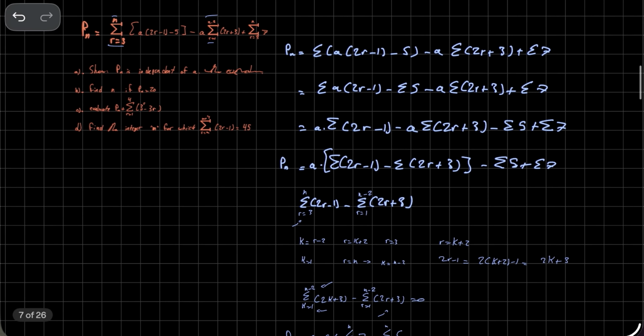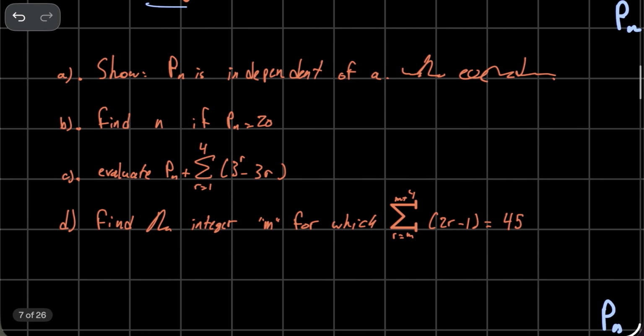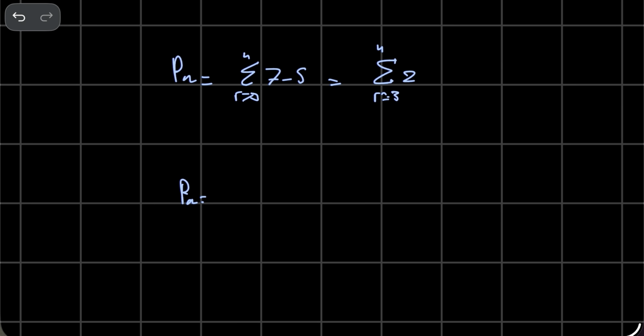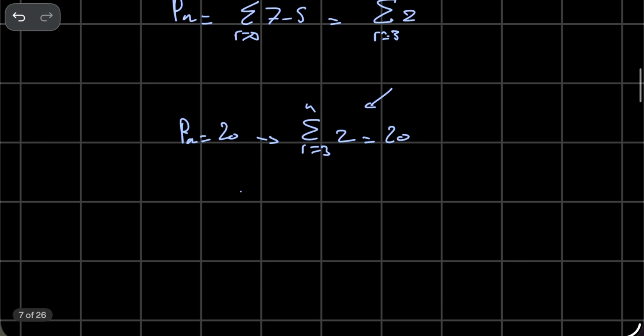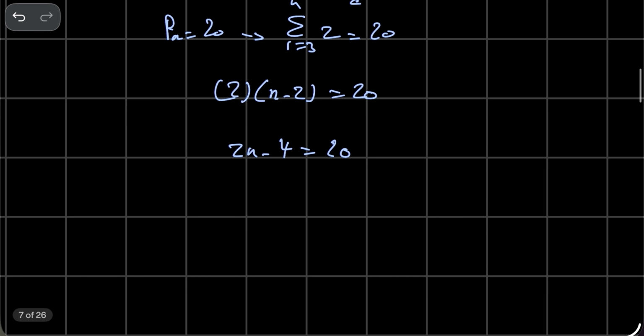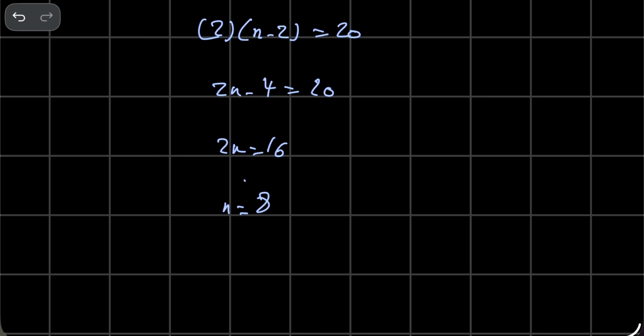Let's see the second one. Find n if Pn equals 20. Okay, since Pn equals 20, therefore sigma of 2, r equals 3 to n, equals 20, and of course we want to write this in terms of n, so basically we just put 2 multiplied by n minus 3 plus 1, which is basically n minus 2, equals 20. Therefore 2n minus 4 equals 20. Therefore 2n equals 16, n equals 8.